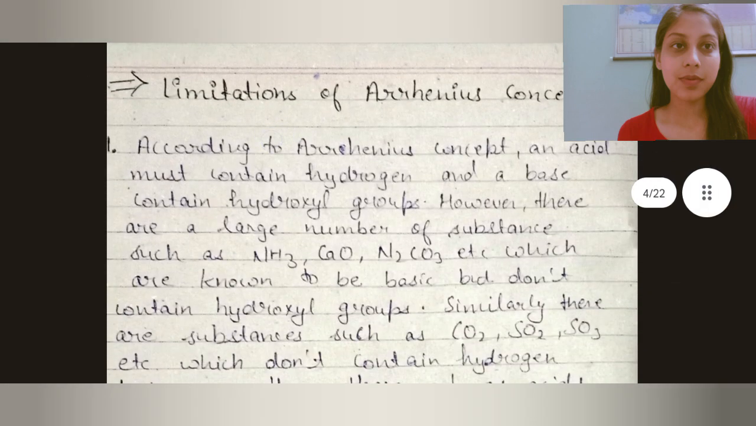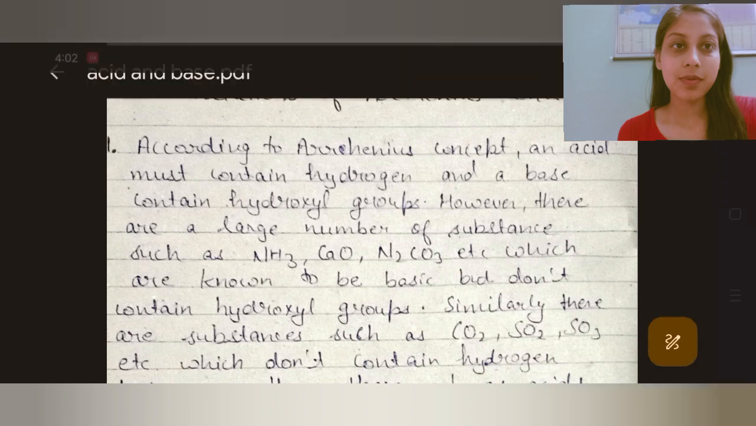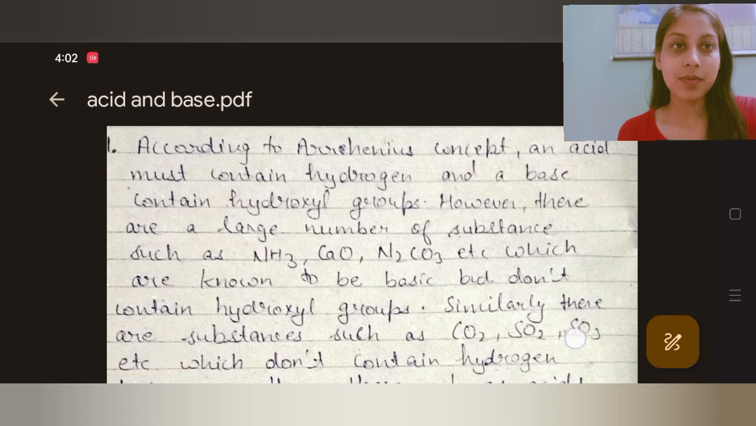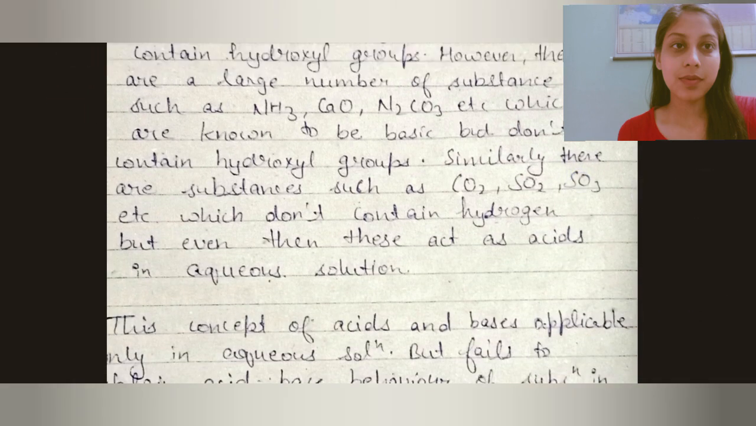Now, what are the limitations of the Arrhenius concept? According to the Arrhenius concept, an acid must contain hydrogen and a base must contain a hydroxide group. However, there are a large number of substances like NH3, CaO, Na2CO3 which are known to be basic but don't contain a hydroxyl group. Similarly, there are substances such as CO2, SO2, SO3 which do not contain hydrogen, but even these act as acids in aqueous solution.